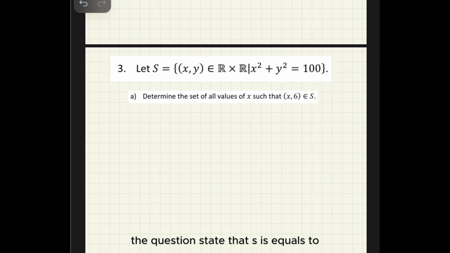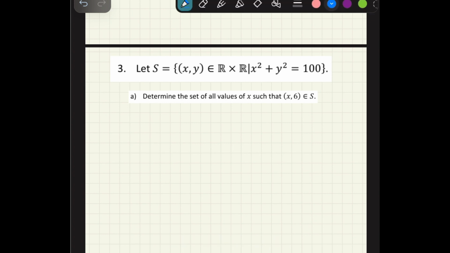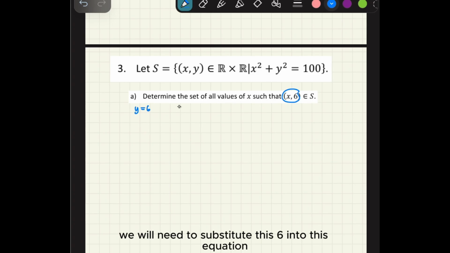The question states that S is equal to the set of all ordered pairs (x, y) in R cross R, such that x squared plus y squared is equal to 100. For part A, it asks us to determine the set of all values of x such that (x, 6) is in S. When we are given this pair, it means that y will be equal to 6. Then we will need to substitute this 6 into this equation.